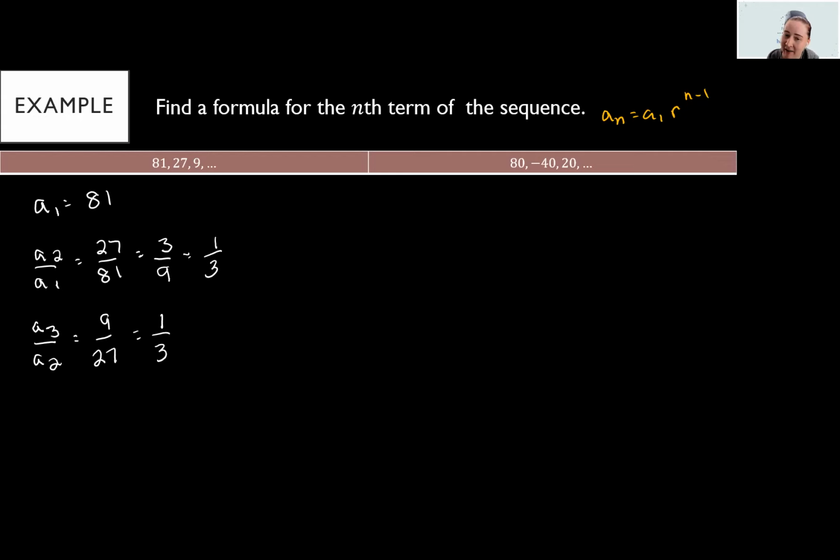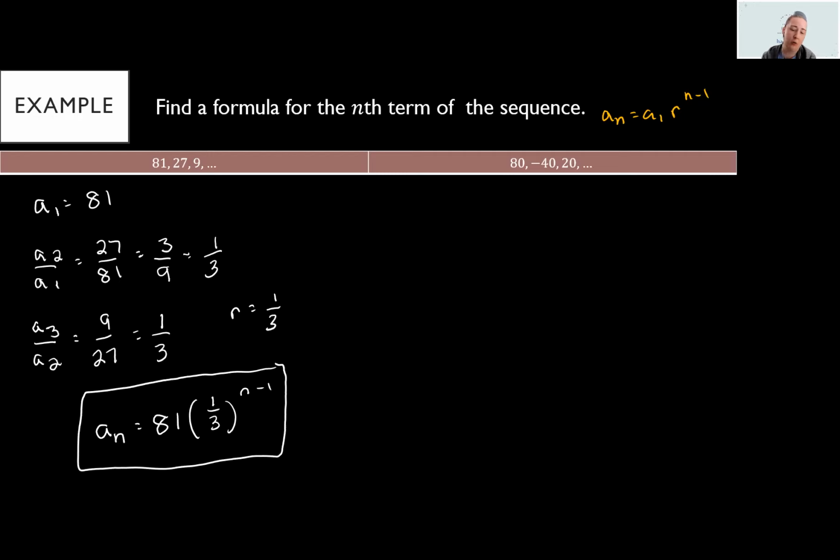And this is why you check, because had I not done A3 divided by A2, I would have used the wrong ratio here and gotten my sequence wrong. So it's always good to double check. So we have the same value here, which means that R is equal to 1/3. We're told to find a formula for the nth term, so now we just use our formula. A to the n is A1, 81, times R, so that's 1/3 to the n minus 1. And that's our formula.